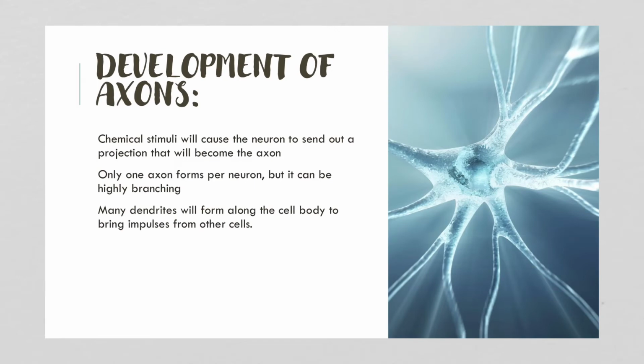At this point, the cells did not have axons, so the next step would be to develop axons, and a chemical stimulus will cause the neuron to send out a projection that will become the axon. Only one axon forms per neuron, but the axon could be highly branching. And there's going to be lots of dendrites forming along the cell body to be able to synapse with other neurons to bring impulses from other cells.